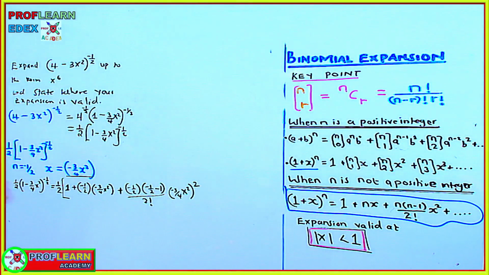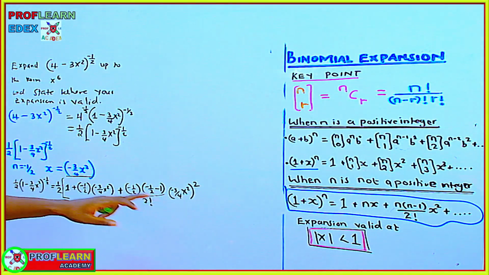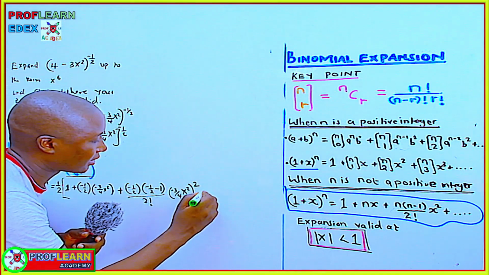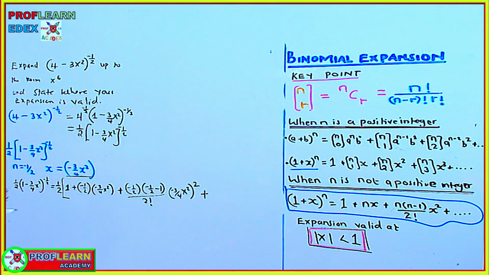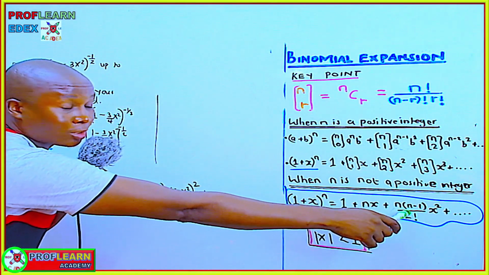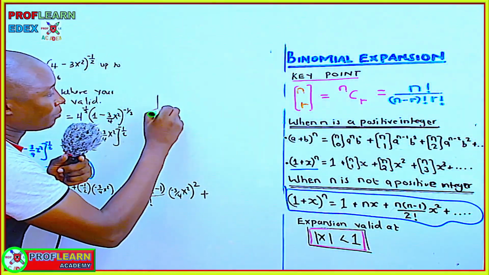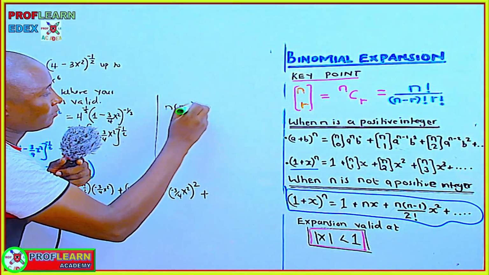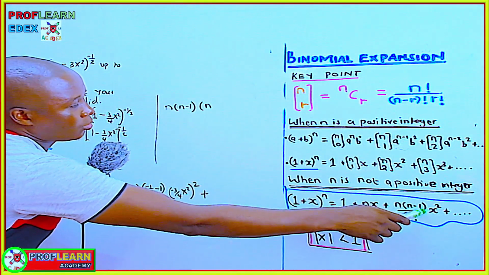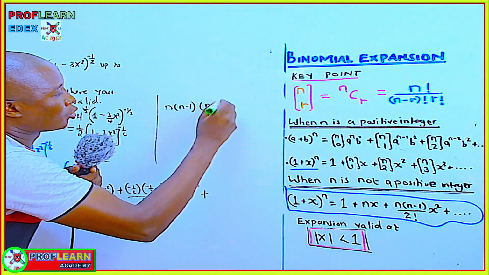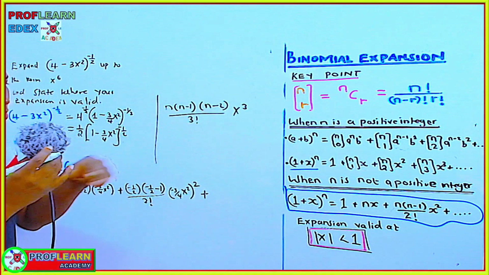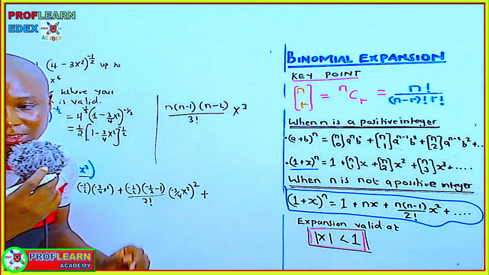So if I look at this term, it is not up to x power 6, so we need to move to the next term. When this sequence continues, the next term will be n into n minus 1 into n minus 2, over 3 factorial, then x power 3. So that will be the next term.